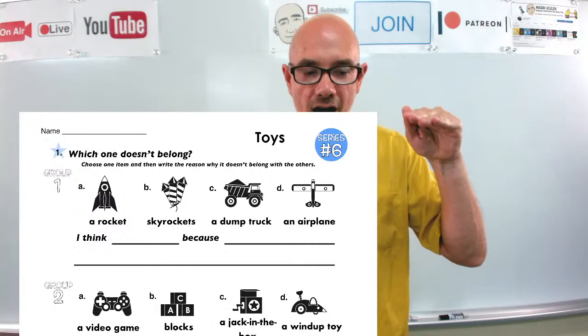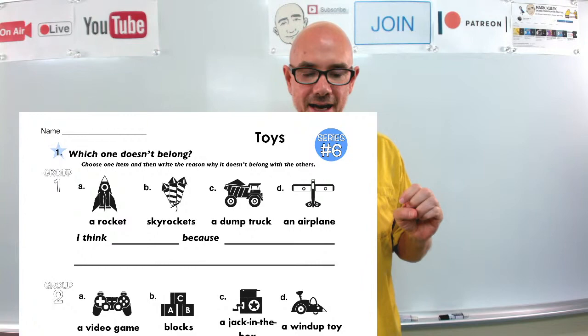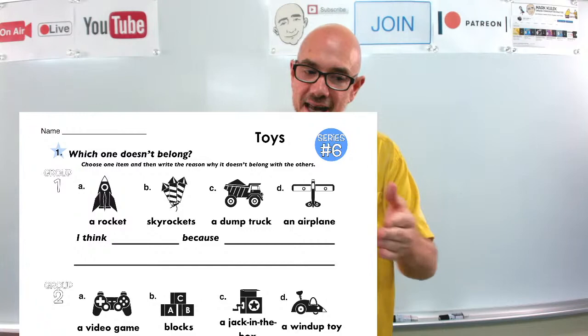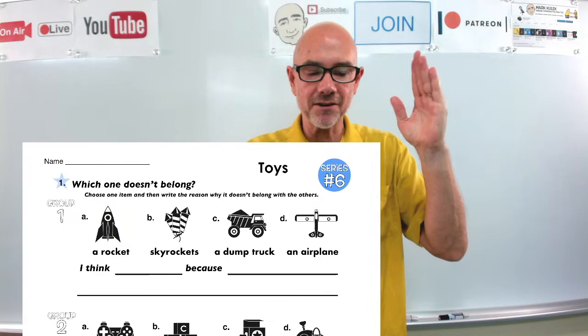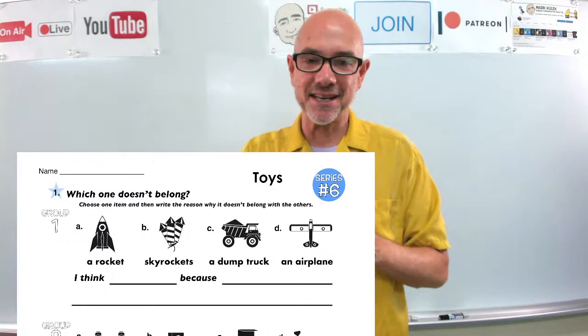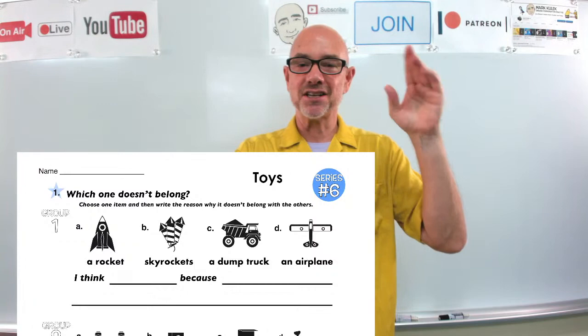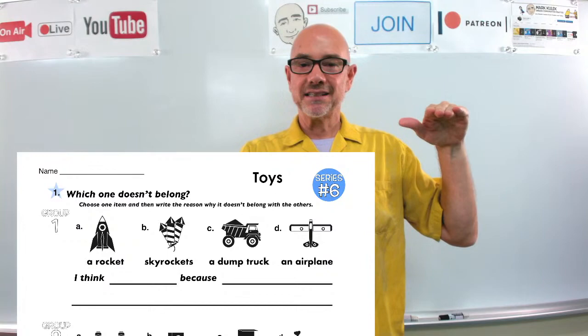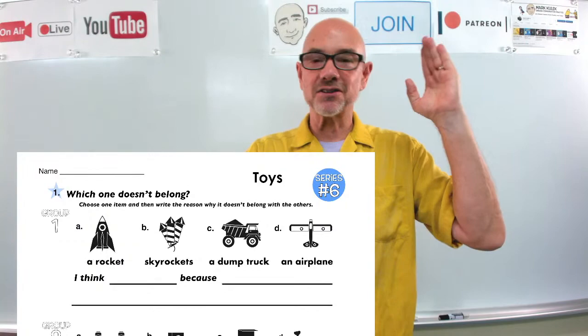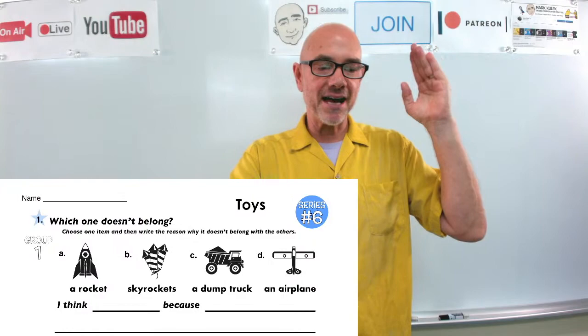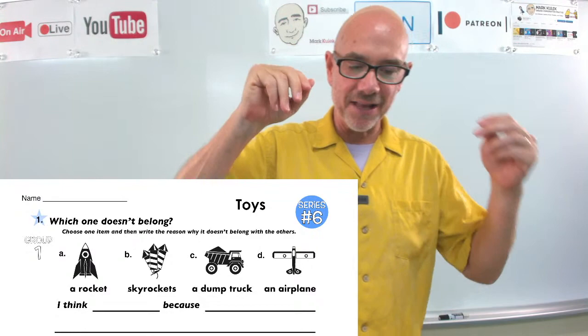Very good, very good. Okay, Mohsen says, I think skyrockets because it's not transportation. So, great, great. So there is more than one answer, right? Of course, an airplane is transportation, because we can travel by air. A rocket is transportation. A rocket takes astronauts into space. A dump truck takes dirt from one place to another. But skyrockets are just for playing with, right? So that's like a firework, and so that is not transportation. Very good. There is more than one answer. That's right.